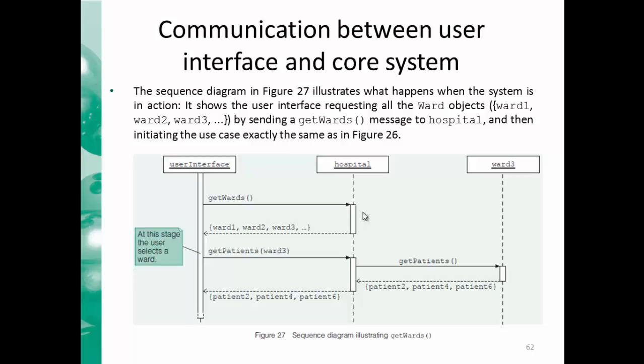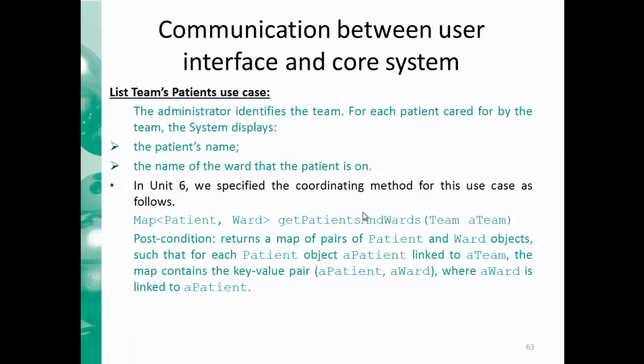In action, you find that the user interface now will ask the hospital to provide it with all the wards, and it can invoke the method getWards by sending the message getWards, and the hospital will send the list of wards to the user interface. Now the user interface can select any of these wards and can send it messages to get the patients in that ward.